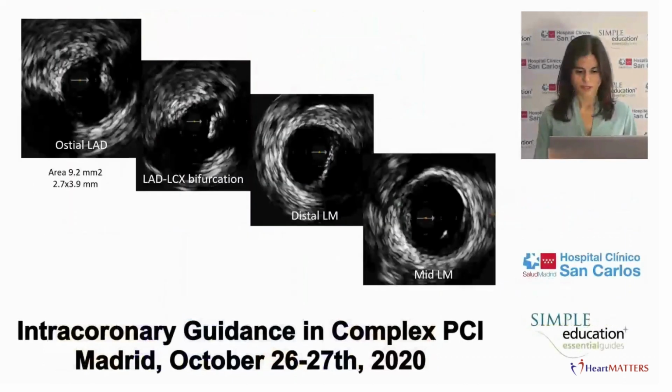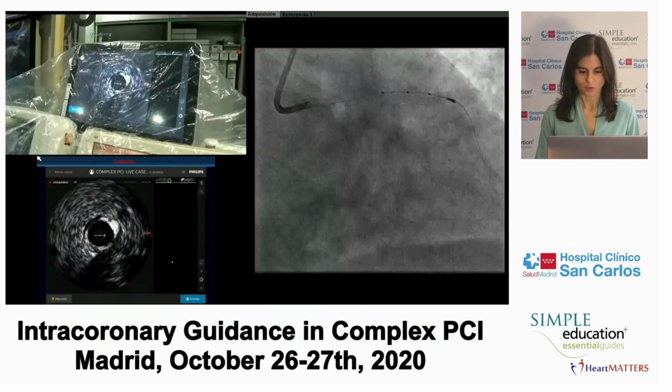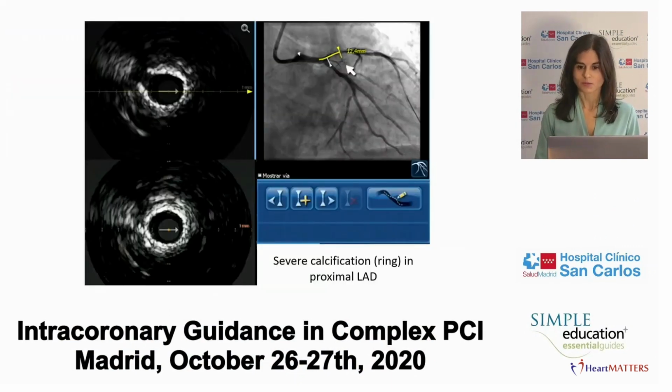So maybe we can go back to the IVUS pullback for a minute to discuss the calcium strategy that we chose. As you were talking about eccentric calcium or circular calcium, you can see these are images from the IVUS pullback in the mid LAD. This is corresponding to this yellow dot that you can see here. And at this level, the calcium was quite concentric. It was almost a ring of calcium, so more than 270 degrees, and at certain frames, we saw a complete ring.